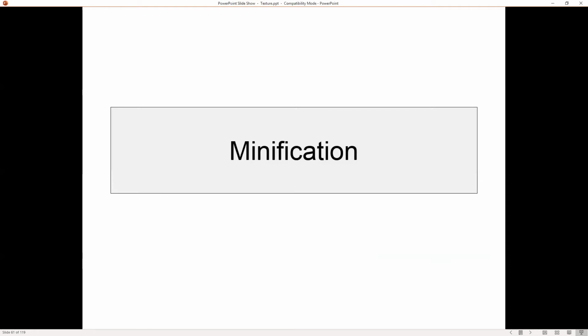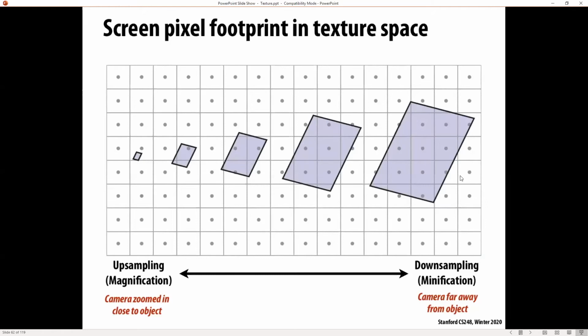Minification is the thing that's a little harder, and we're going to take a little bit longer to talk about because it's a concept that's a little bit more challenging for people to get their mind around. So this is at the other end. What does this mean? This means I have too high of a resolution of a texture. Well, how can that be a problem?